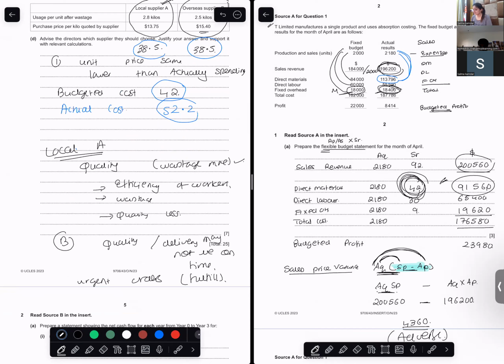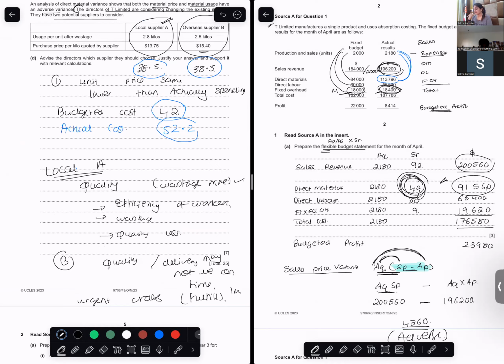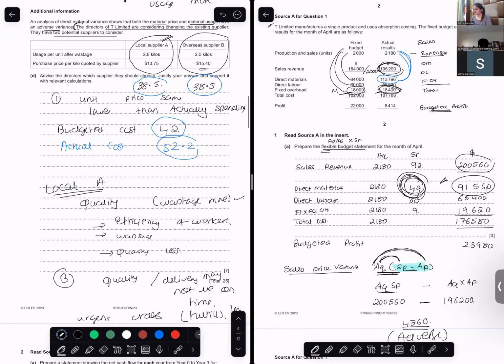What else? There may be some import duty, freight duty, because it's overseas. So keeping in mind the delivery on time, which supplier should you choose? Keeping delivery in mind, you can choose local. And if you're keeping in mind the quality, then you should choose overseas supplier B.